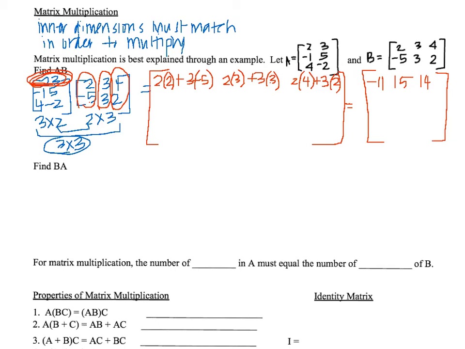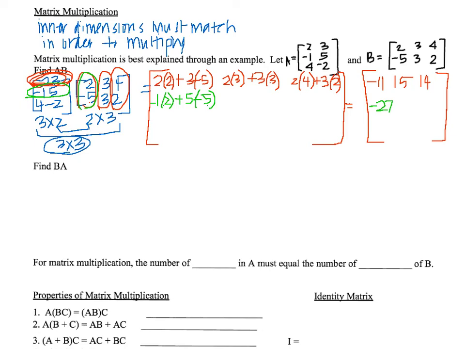So let's go another color and let's try this again. Now, because I'm looking for the element in 2, 1, I go row 2, column 1. So I take -1 times 2 plus 5 times -5. And in this case, because I already know my size spacing, I'm just going to add them. So -2 and -25 is -27.